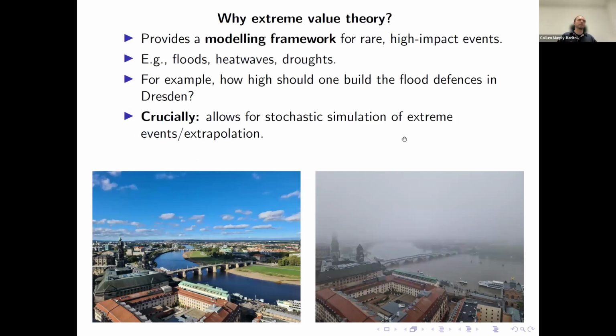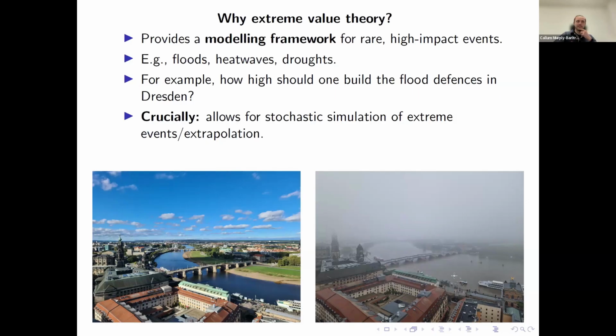So why do we use extreme value theory? Well, it provides a nice theoretically justified modeling framework for capturing these events, which we see not too often. So I'm talking here about floods, heat waves, and droughts. And this is very important. So for example, I've got a picture here from Dresden. The left side is on a nice spring or summer's day. I took this picture myself. So this was nice conditions. You've got the Elbe, the river here, where things were behaving as they normally would, a pretty standard day.